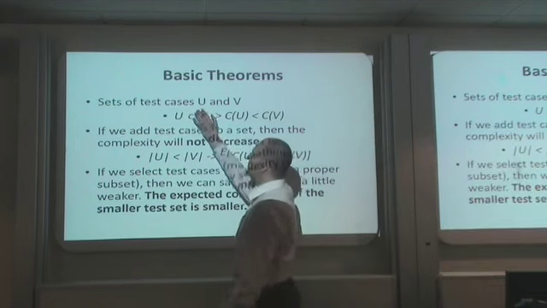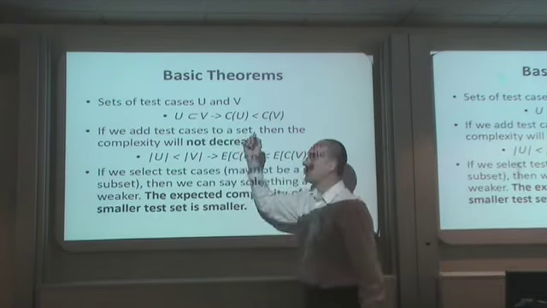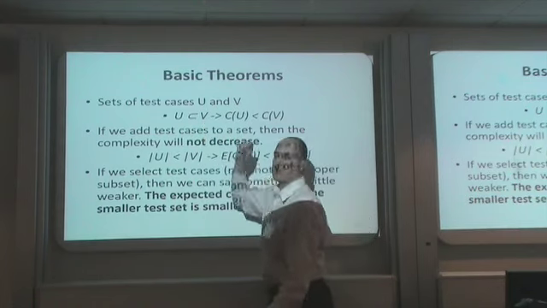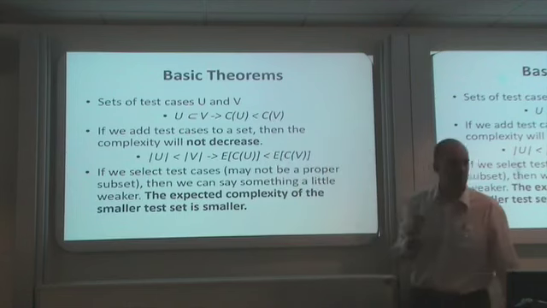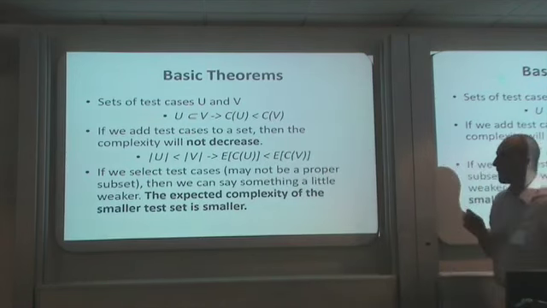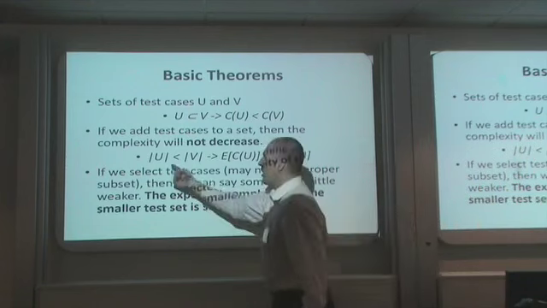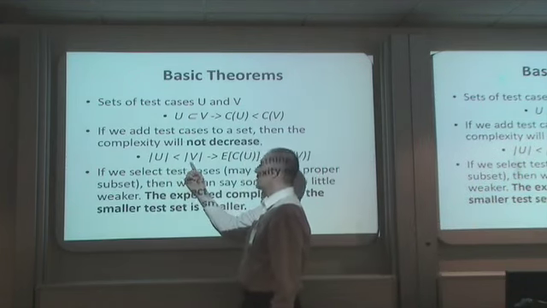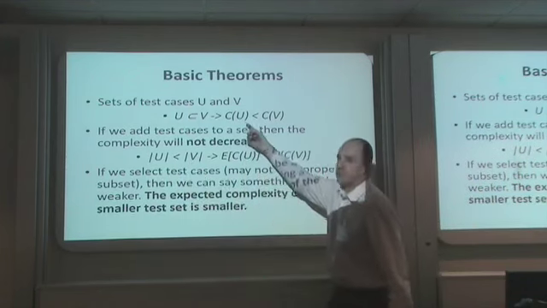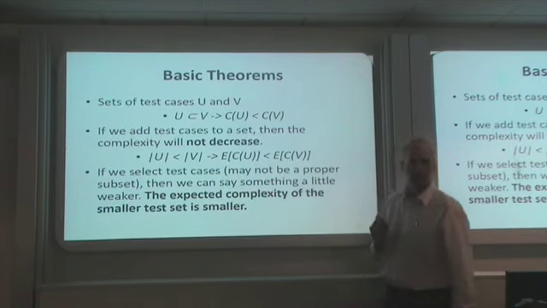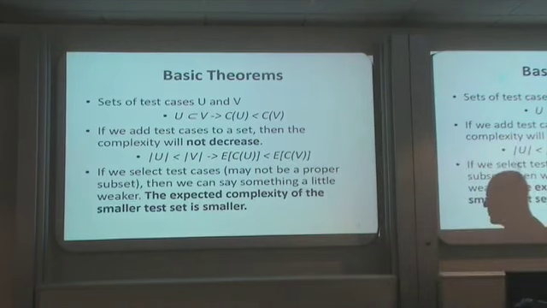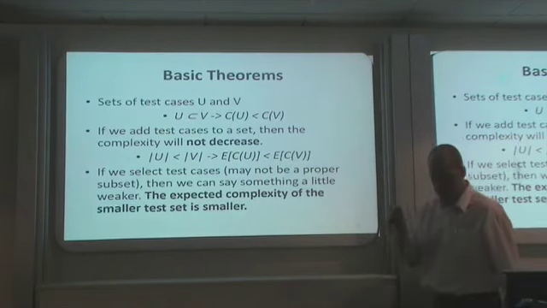So imagine you've got two sets of test cases, a set U and a set V. If the set U is a subset of the set V, then the complexity of U is less than the complexity of V. I think that's quite straightforward. If the number of test cases in U is less than the number of test cases in V, this doesn't follow. But we can still say the expected complexity is less. Okay, I think those are quite intuitive if you sit down and think about them for a while. If not, we can talk in the break.